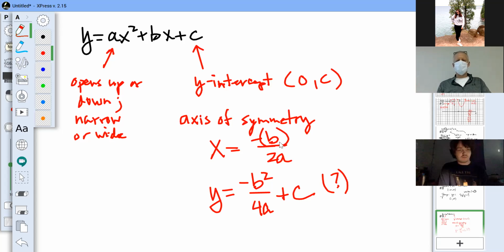Okay, so your vertex then, the vertex is whatever you get for the axis of symmetry. That's your X value of your vertex. Okay, so the X value is whatever that is, and the Y value is whatever that is.